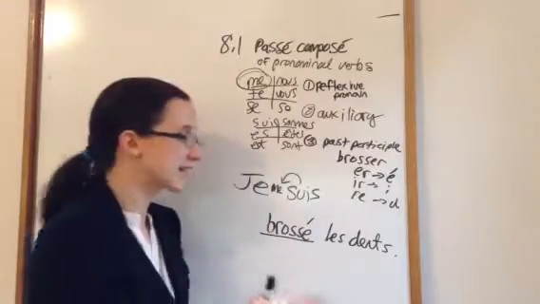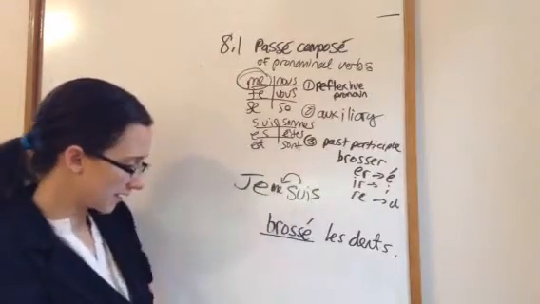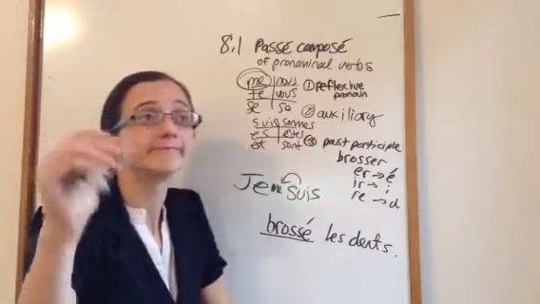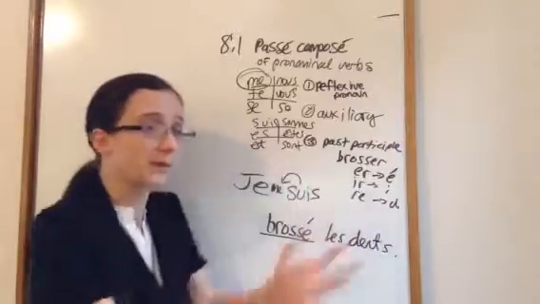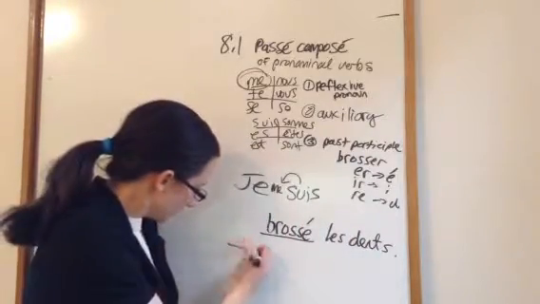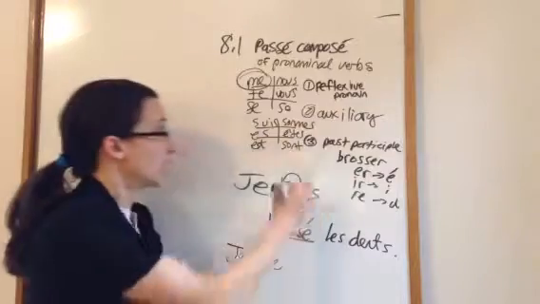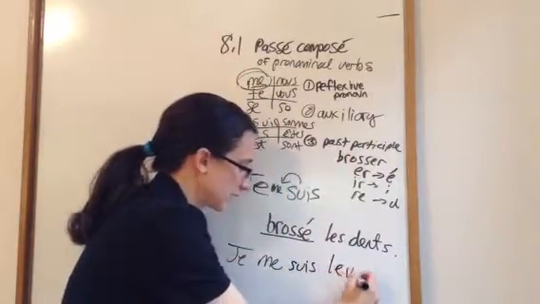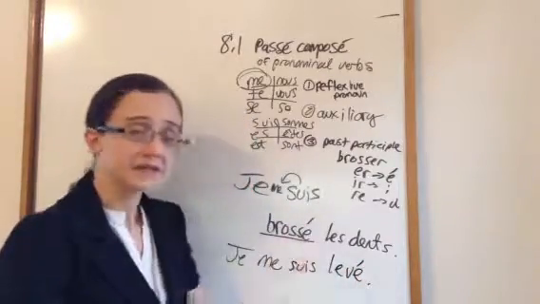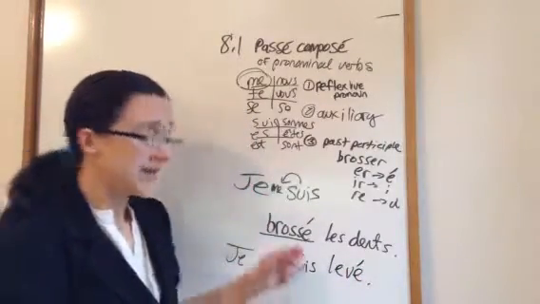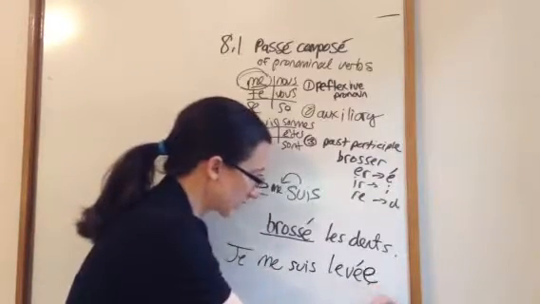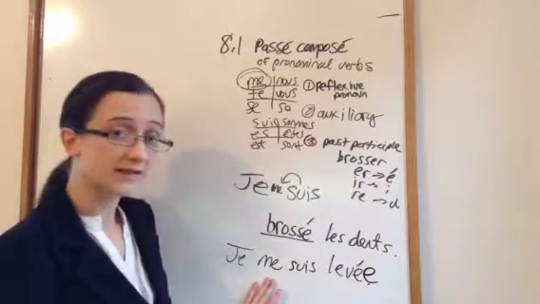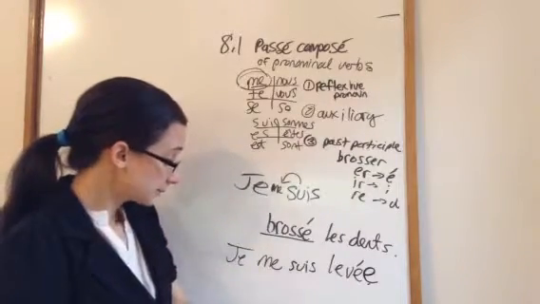But let's find an example where we do have to agree. So, for instance, let's see, I got up. I woke up. So, we don't have a body part, it's just I got up. Je me suis, the auxiliary, levé. Now, if this is a guy, this is fine. If it's a girl, it's not. If a girl is speaking, we have to add an E to it because we're talking about something that's feminine.